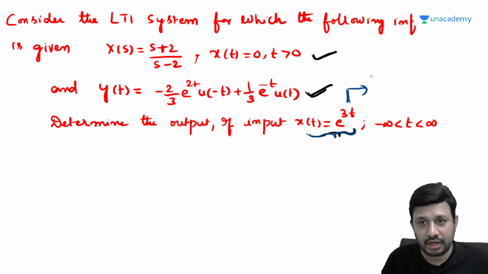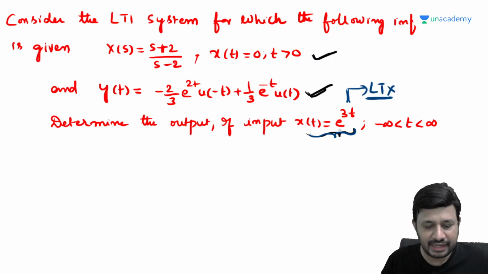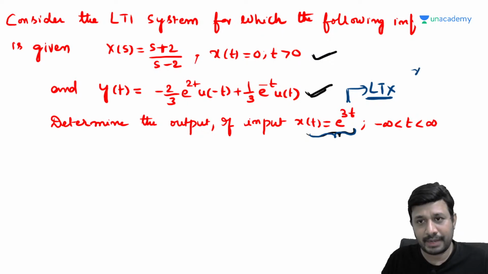We cannot find out the Laplace transform of e power 3t. For these kinds of everlasting signals, everlasting meaning they exist from minus infinity to plus infinity, we cannot find the Laplace transform. In particular, I am talking about the bilateral Laplace transform. Suppose I ask you what is the bilateral Laplace transform of 1? 1 can be written as u of t plus u of minus t.